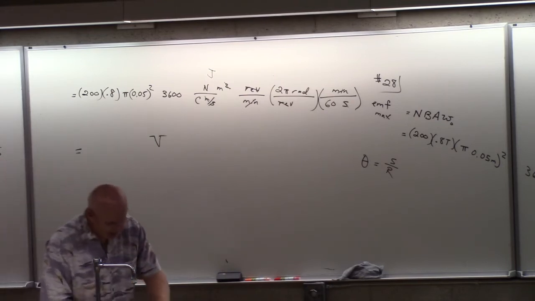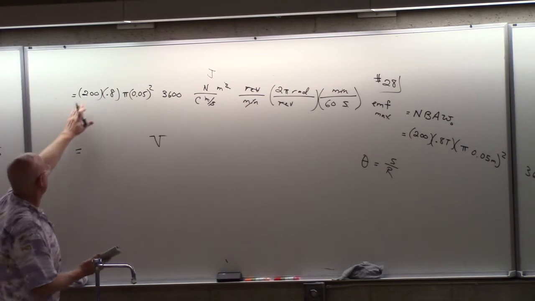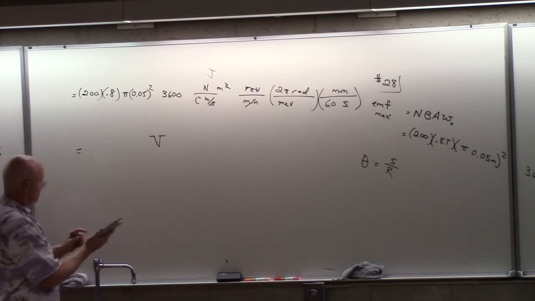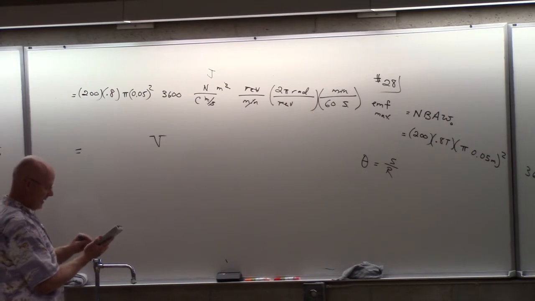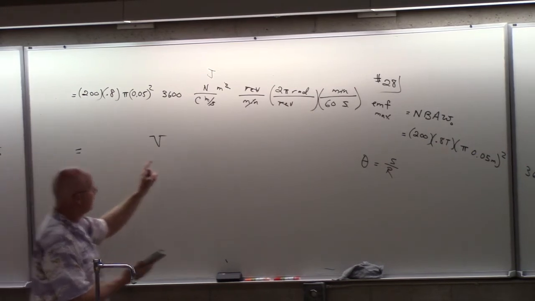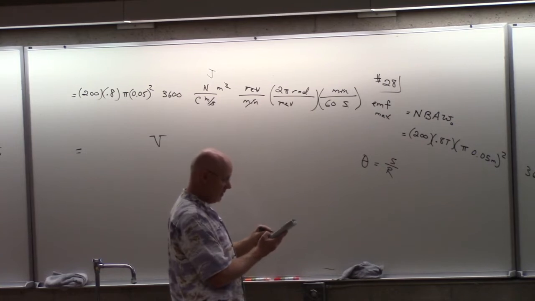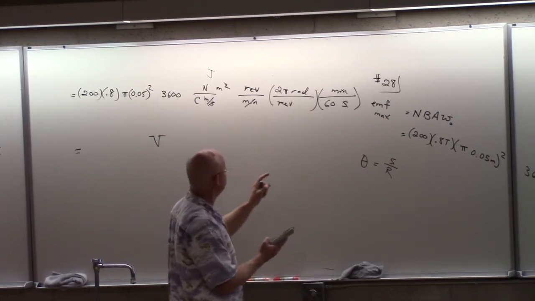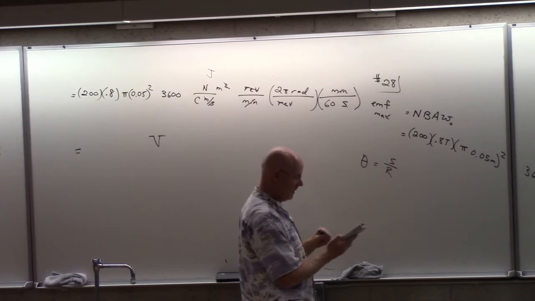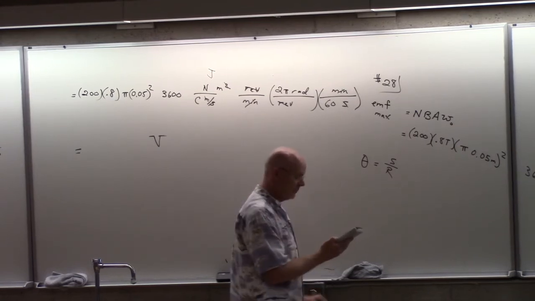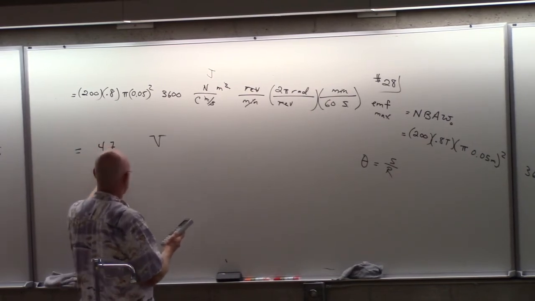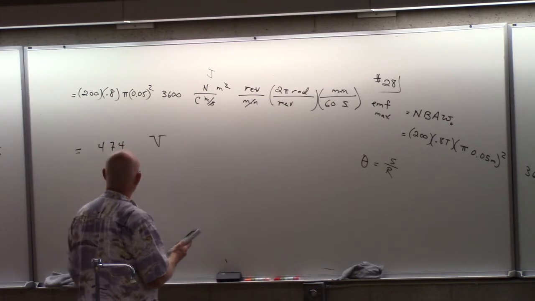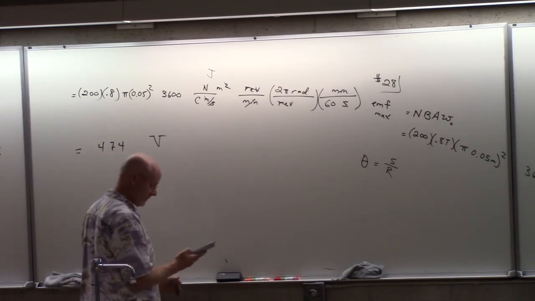Okay, so finally now I can get to my calculator. All right, so this is 200 times 0.8 times pi times 0.05 squared times 3,600 times 2 pi divided by 60. And so this is a peak of 474 volts.